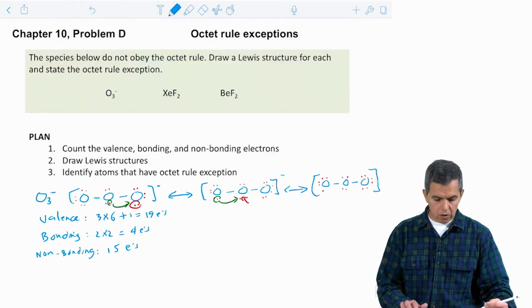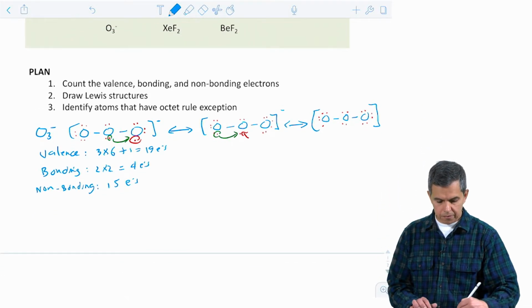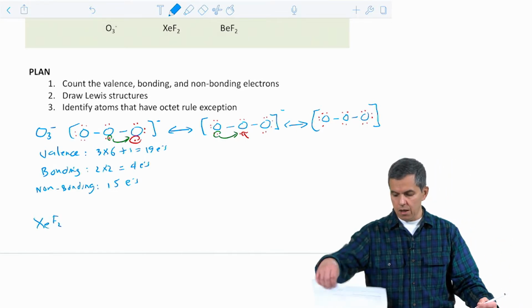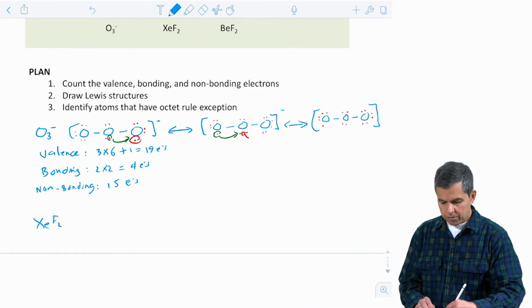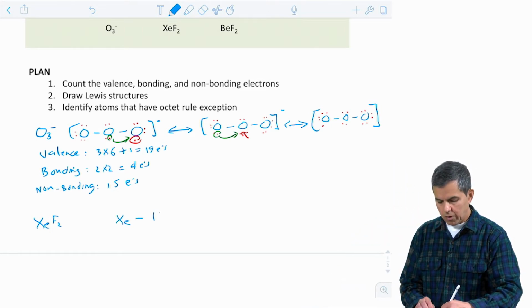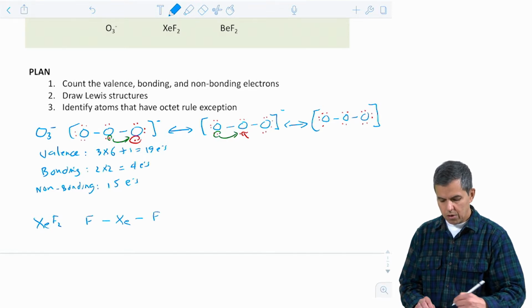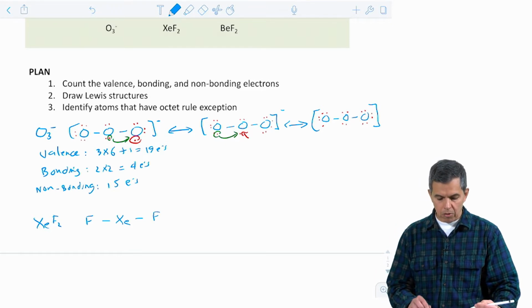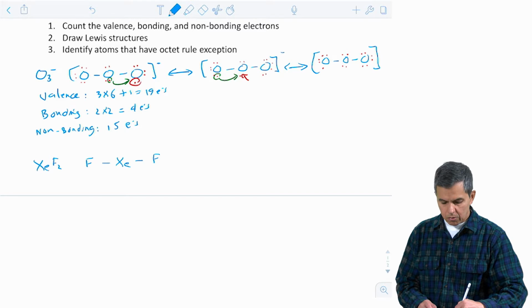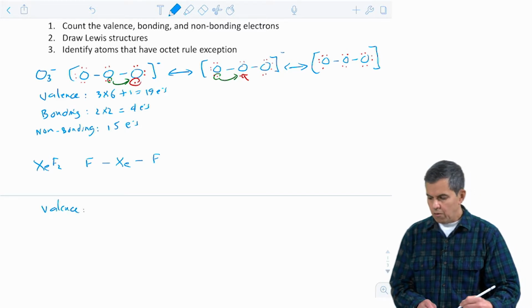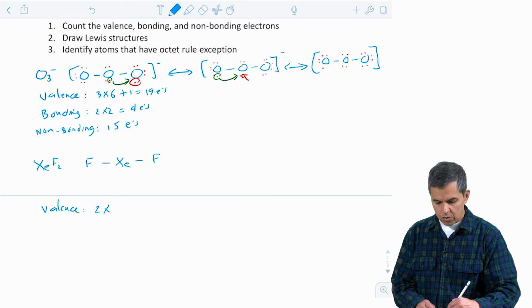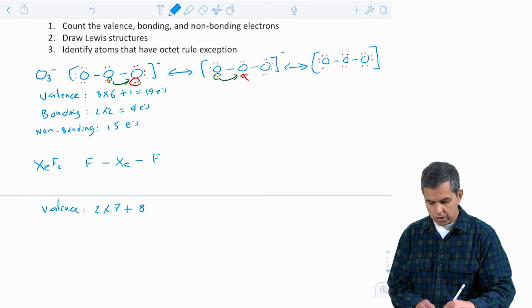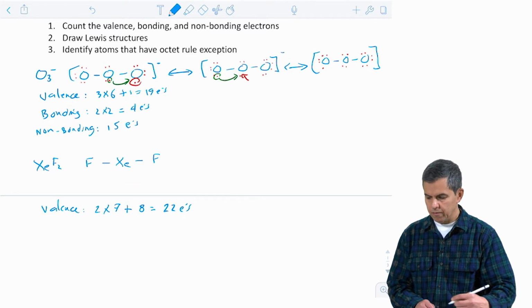Let's do now the next structure, XeF2. The central atom here will be xenon. So we are going to use a bond towards each of the fluorines. And then let's count the number of electrons that we have here. So valence electrons, we're going to have 2 fluorine atoms, 7 electrons each, plus 8 electrons for xenon. We have 22 electrons to place.